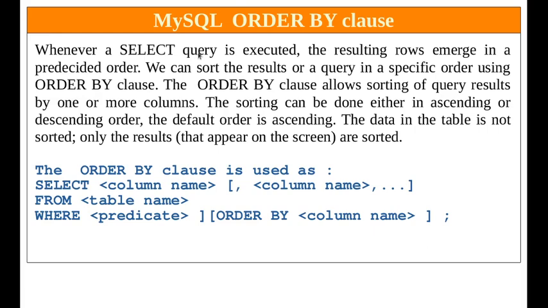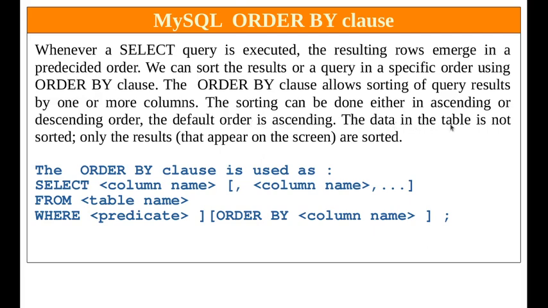Whenever a select query is executed, the resulting rows emerge in a pre-decided order. We can sort the results of a query in a specific order using order by clause. The order by clause allows the sorting of query results by one or more columns. The sorting can be done either in ascending order or in descending order. The default order is ascending.